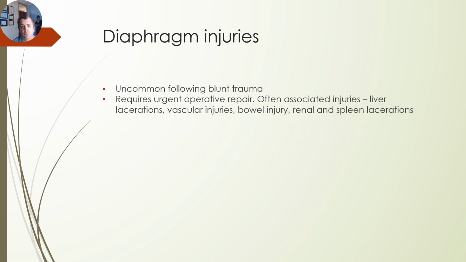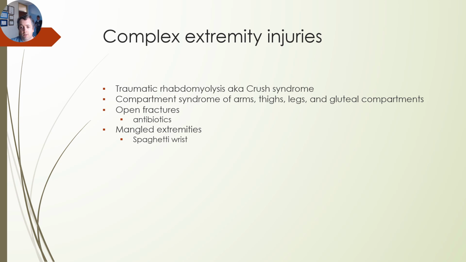Diaphragm injuries, again, are more common with penetrating than blunt trauma, although it is still possible, especially with impacts to the stomach, increasing intra-abdominal pressure to send those organs north through the diaphragm and cause some injury. These do require urgent operative repair, and there are often associated injuries to the liver, spleen, bowel, etc. Moving on, we're going to talk about what you need to know about complex extremity injuries, including traumatic rhabdomyolysis, compartment syndrome, open fractures, and mangled extremities.